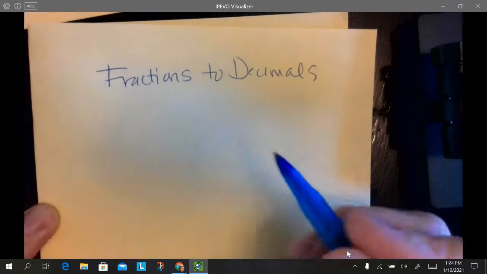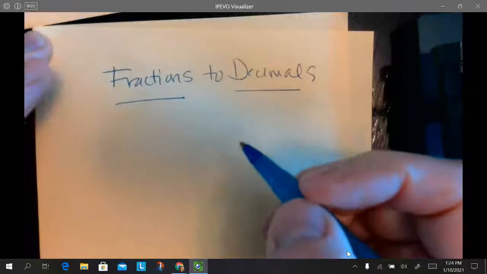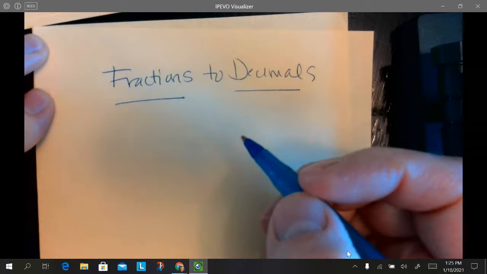All right, let's look at fractions to decimals. They're both baby numbers, which we love.